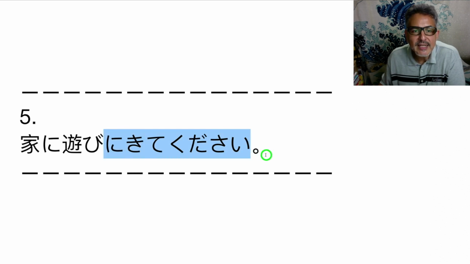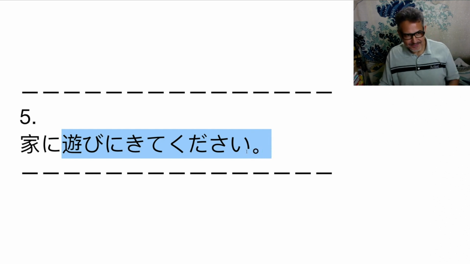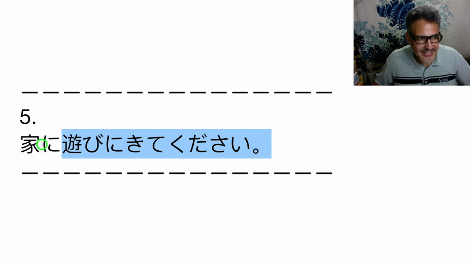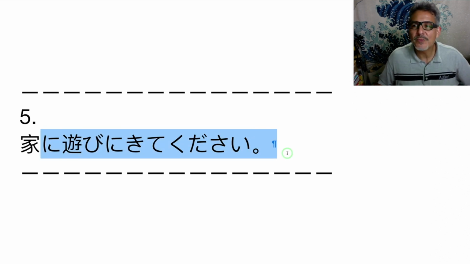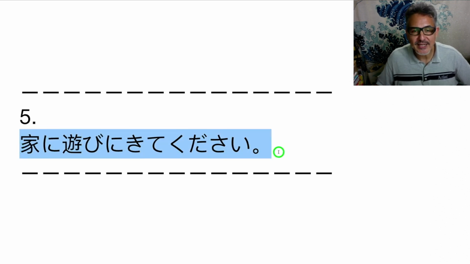Let's add ni kite kudasai, ni kite kudasai. Let's add asobi ni kite kudasai, asobi ni kite kudasai. Let's add another ni: asobi ni kite kudasai. And let's add the first word. Uchi ni asobi ni kite kudasai.